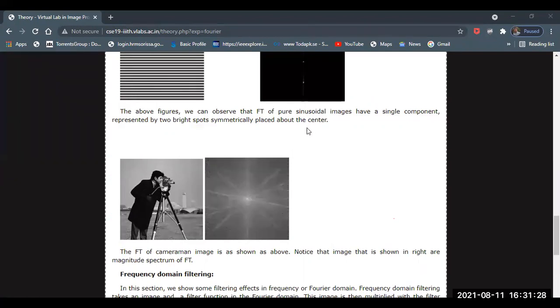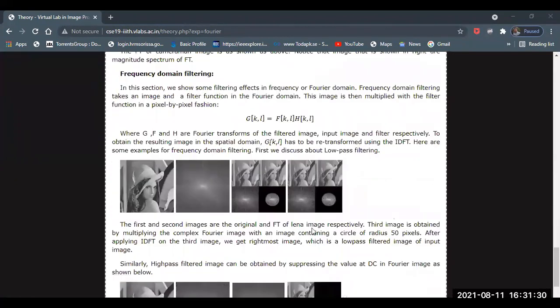Okay, so about frequency domain filtering, there are certain properties that are associated. In this section, we saw some filtering effects in the frequency or Fourier domain. Frequency domain filtering takes an image and a filter function in the Fourier domain, and this image is then multiplied with the filter function pixel by pixel.